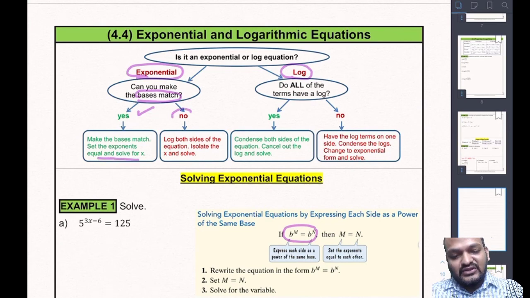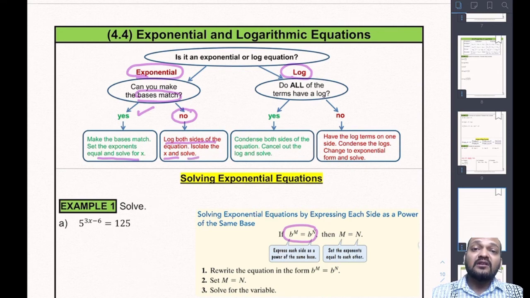If they don't match, then what do you do? You take the logarithm on both sides, then isolate the x and solve. That's how you work with exponential equations.